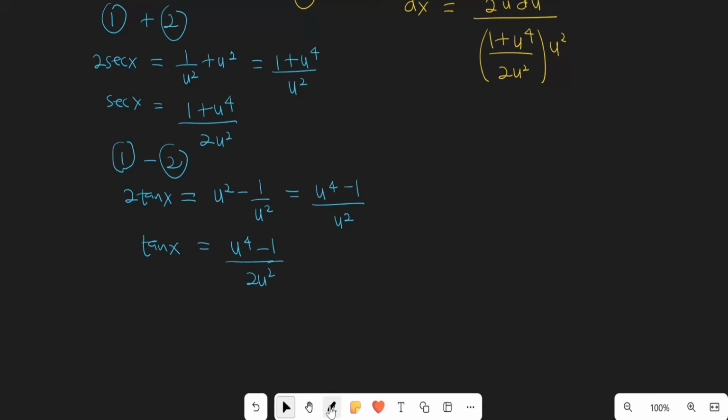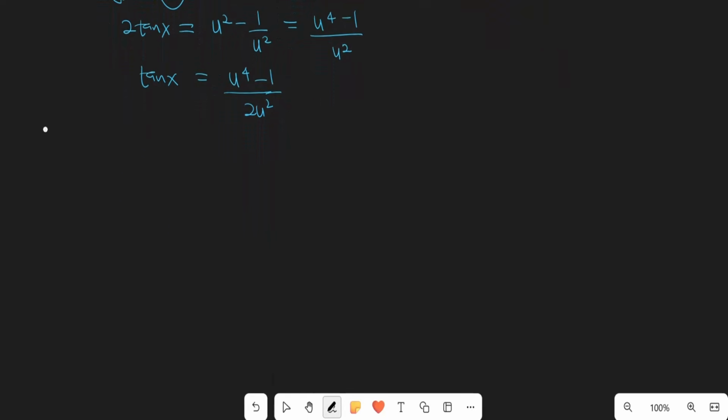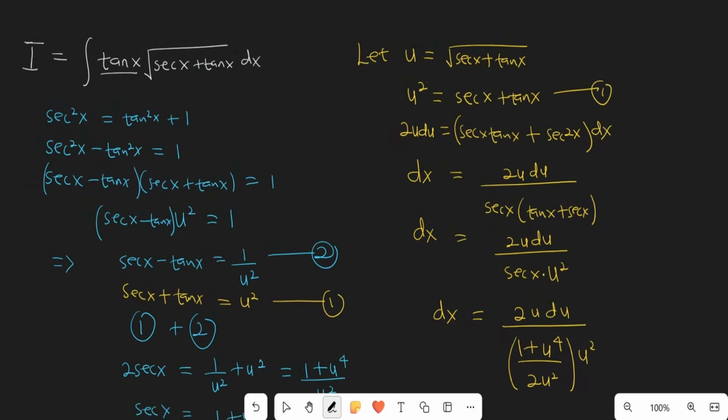Okay, now we can take the integral into the u world completely. So the integral I is going to be equal to the integral of the tangent of x multiplied by this.